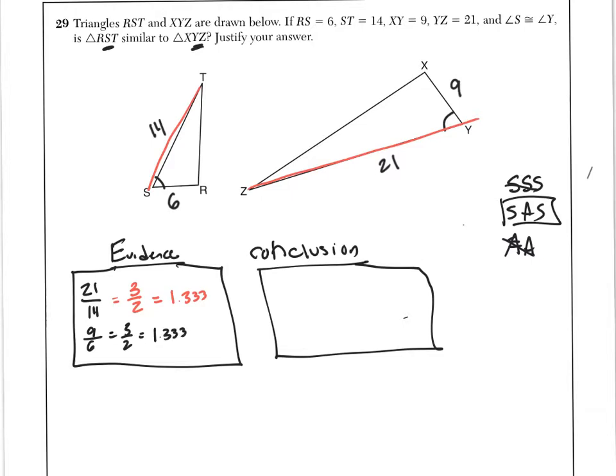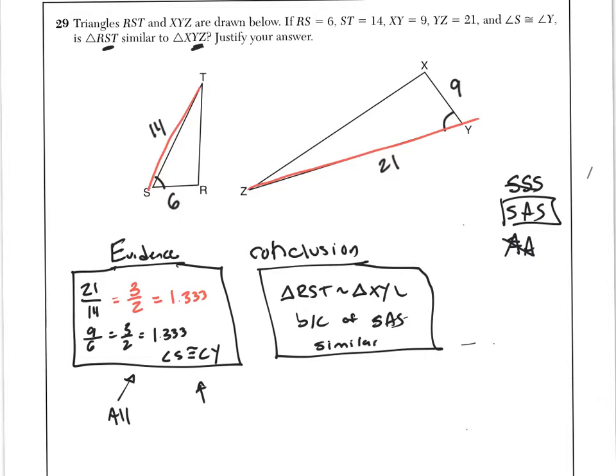And then finally, we're going to state which angles are congruent. Angle S is congruent to angle Y. See, I have 3 pieces of evidence here. This is all the evidence I need. I need 2 sides with the same ratio. I always show the ratio, and that I have 1 angle that's congruent. And so I could just say triangle RST is similar to triangle XYZ because of side-angle-side similarity.